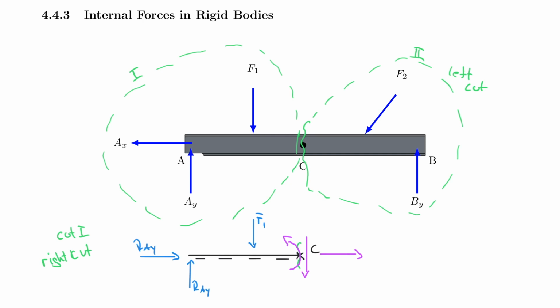But for now, understand that I have M of C here, I have V of C here, and I have N of C. And now I can calculate these. If all the other forces and dimensions are known, everything in blue here would be known and the length would be known, then I can calculate MC, VC, and NC.